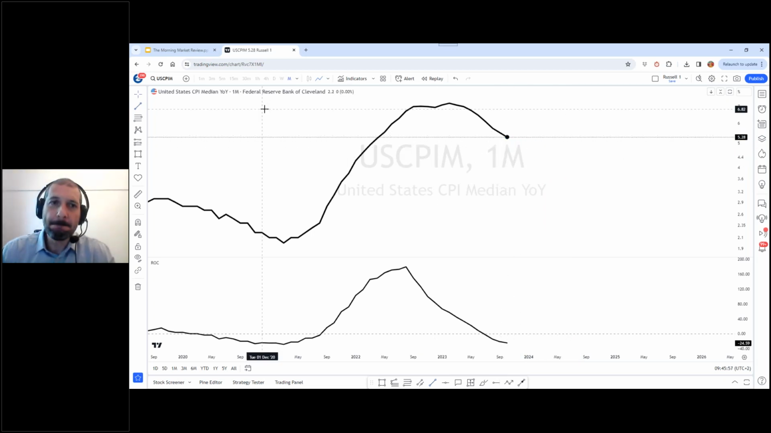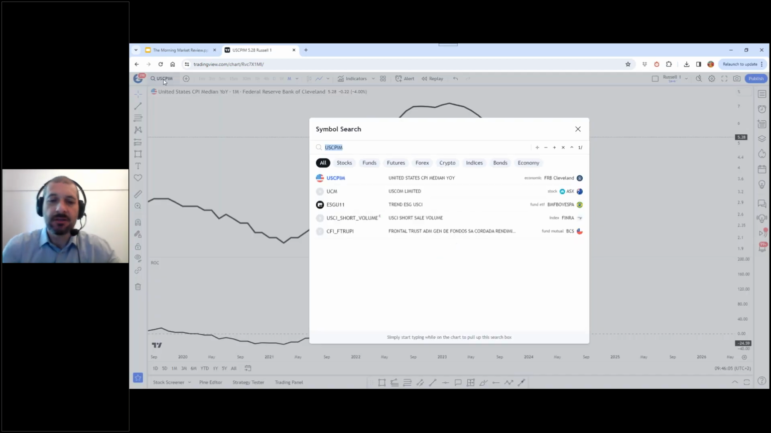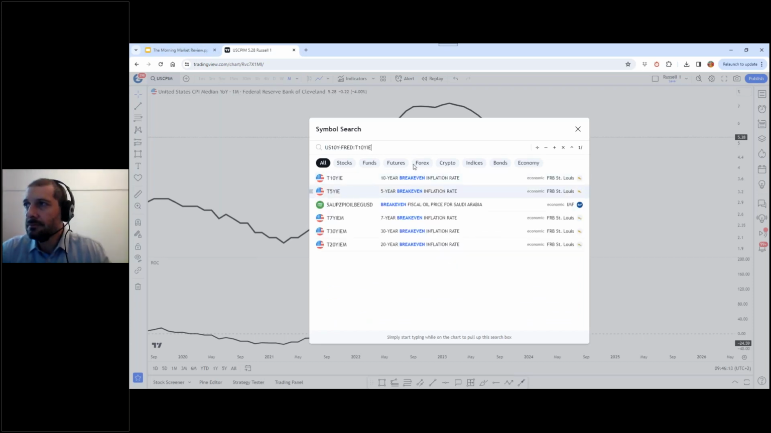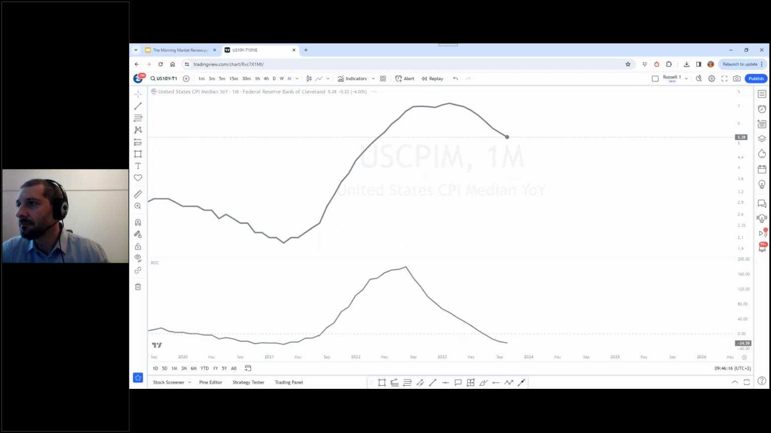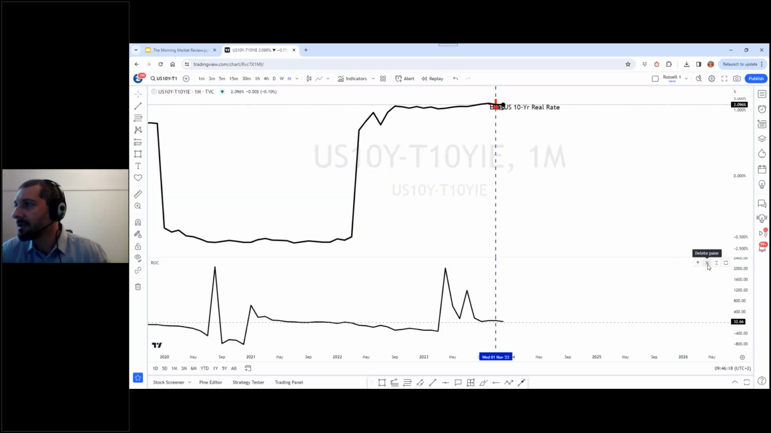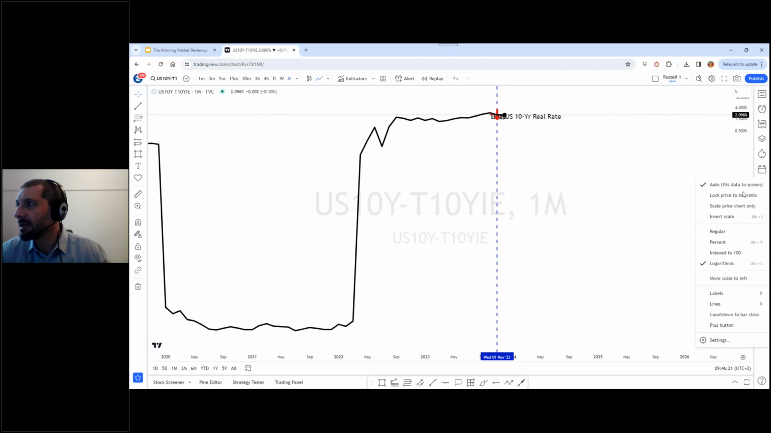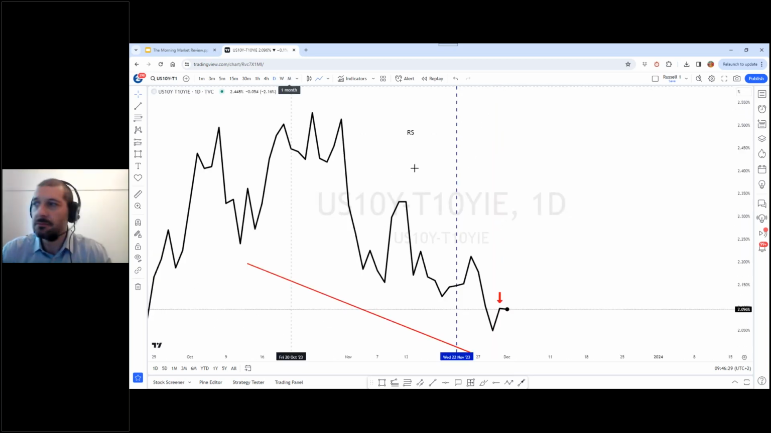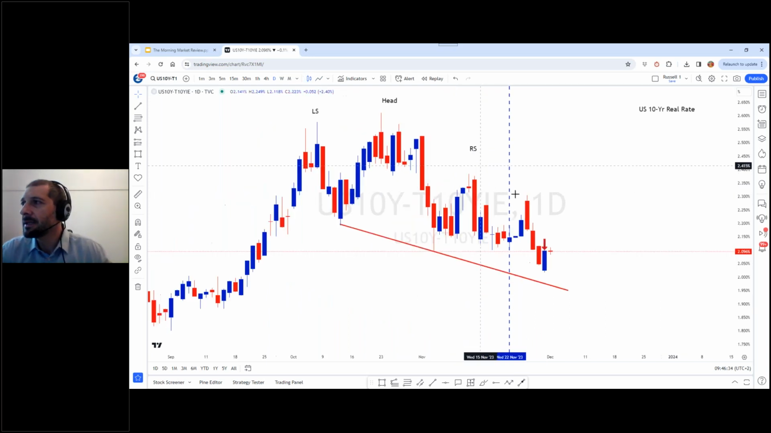All right, let's take a look and see how the real rate has behaved subsequent to that PCE. So we'll go through US 10-year, right? Take out break even. All right, a couple of adjustments here. Because this is a percentage scale, we can take it off logarithmic, just make it regular. Let's go through to the daily. And of course, let's just change this to candlesticks.